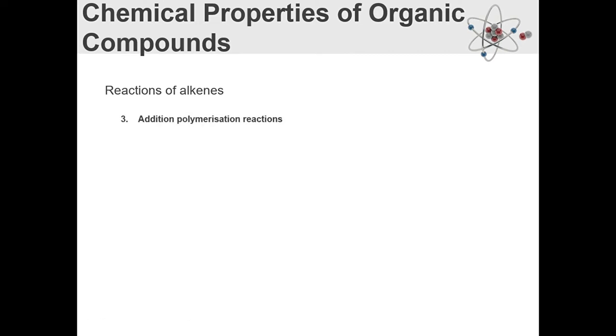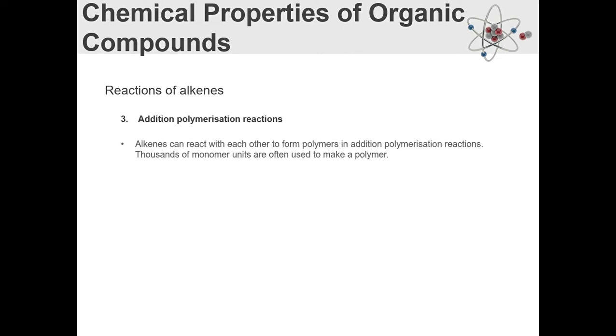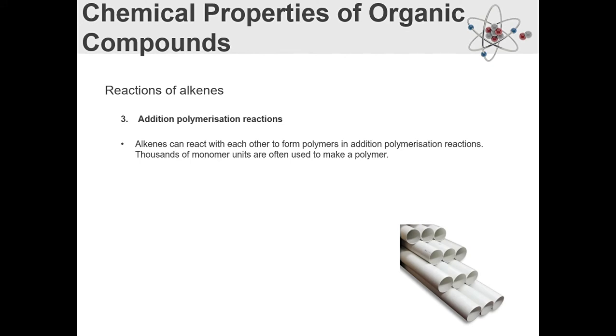Now, the third type of reaction for an alkene is an addition polymerization reaction. So, alkenes can react with each other to form polymers in addition polymerization reactions. Thousands of monomer units are often used to make a polymer. So here we have vinyl chloride, and then you separate it by breaking the double bond, and it finds another vinyl chloride which has also had its double bond broken, and you get polyvinyl chloride, PVC, which is what pipes are made of.